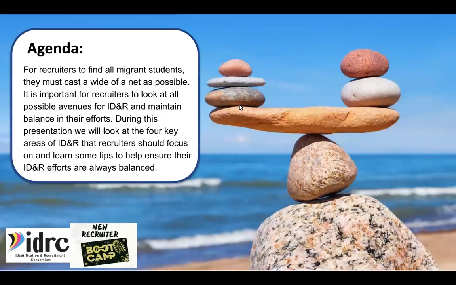For recruiters to find all migrant students, they must cast as wide of a net as possible. It is important for recruiters to look at all possible avenues for identification and recruitment and to maintain balance in their efforts. During this presentation, we will look at the 4 key areas of identification and recruitment that recruiters should focus on and learn some tips to help ensure their ID&R efforts are always balanced.